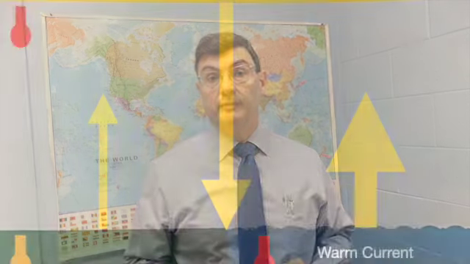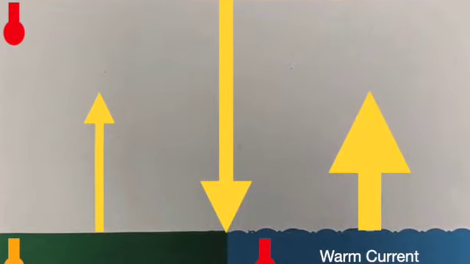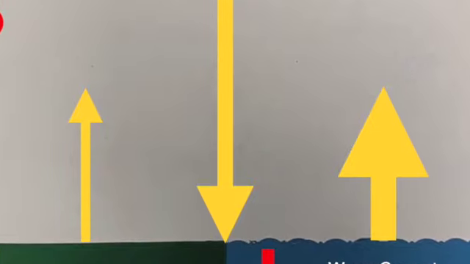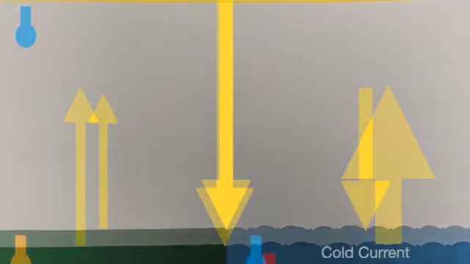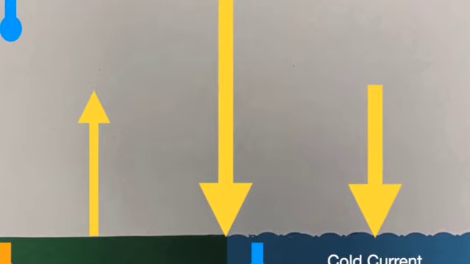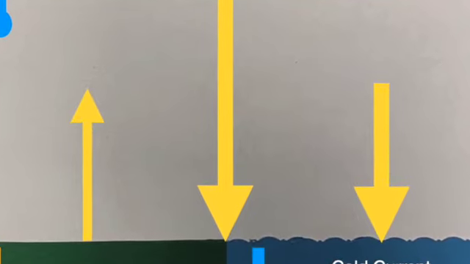Energy transfers from hot to cold, or areas with more energy to areas with less energy. If an ocean current is warmer than the surrounding air, energy will transfer from the ocean to the air. But if the current is colder than the surrounding air, then energy will transfer from the air to the ocean.